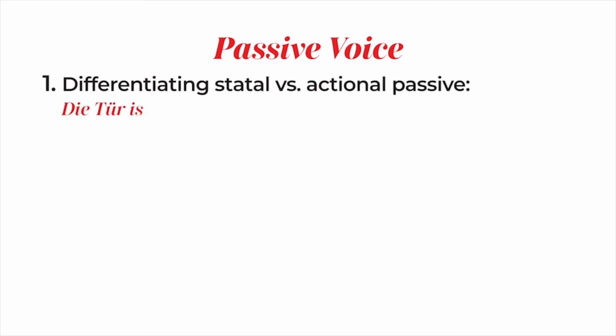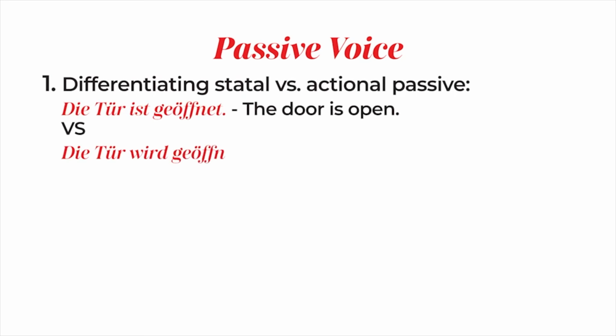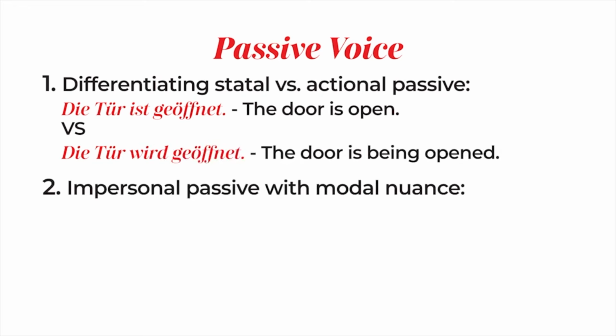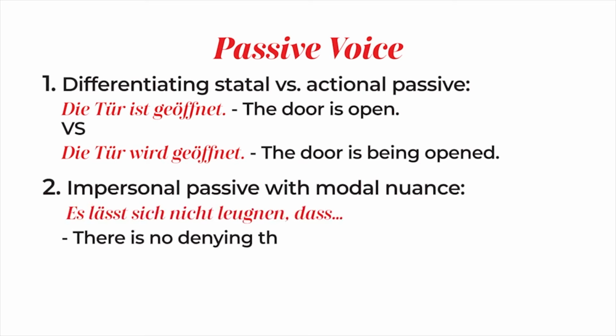Die Tür ist geöffnet. The door is open. Versus Die Tür wird geöffnet. The door is being opened. Impersonal passive with modal nuance. Es lässt sich nicht leugnen, dass. There is no denying that.